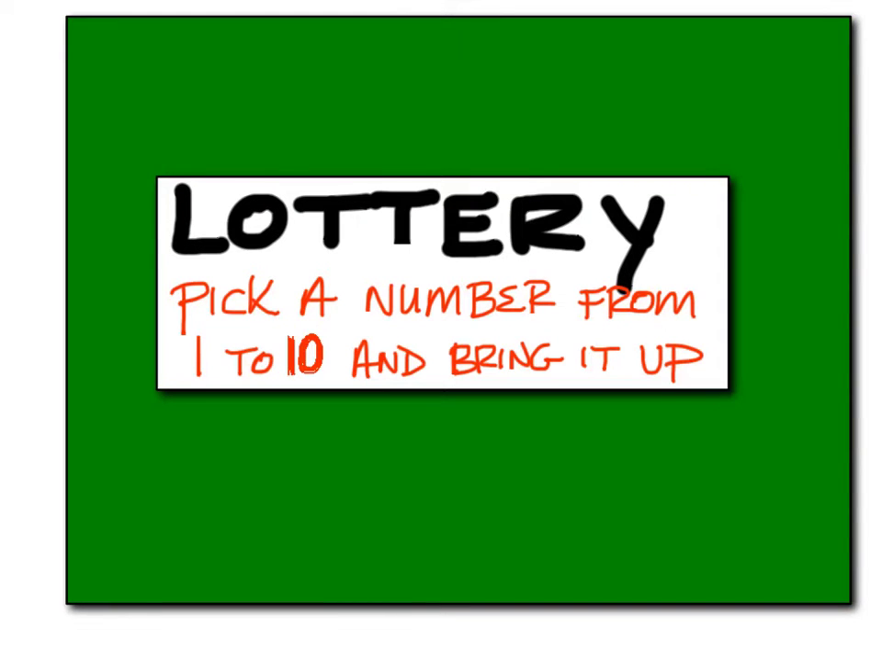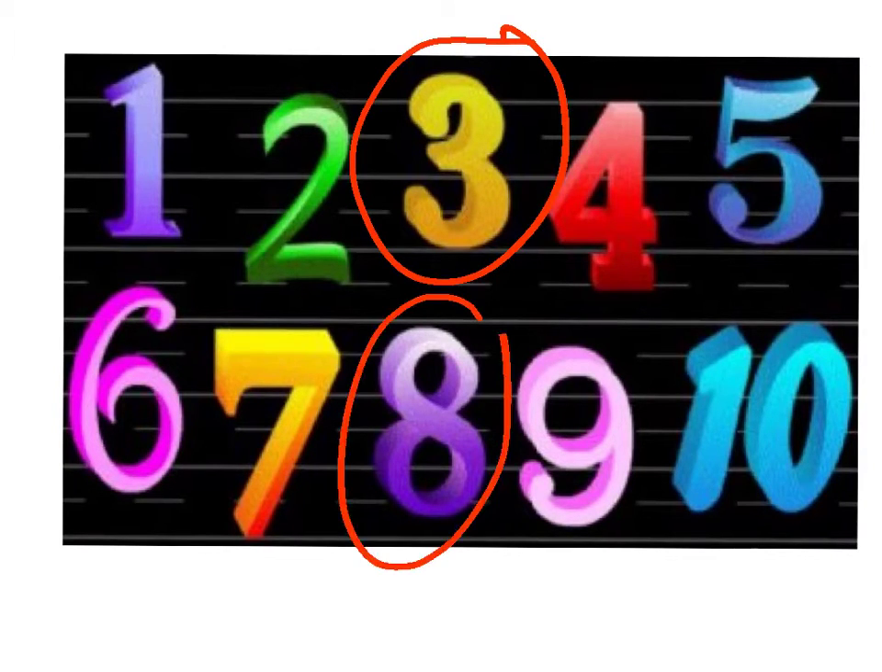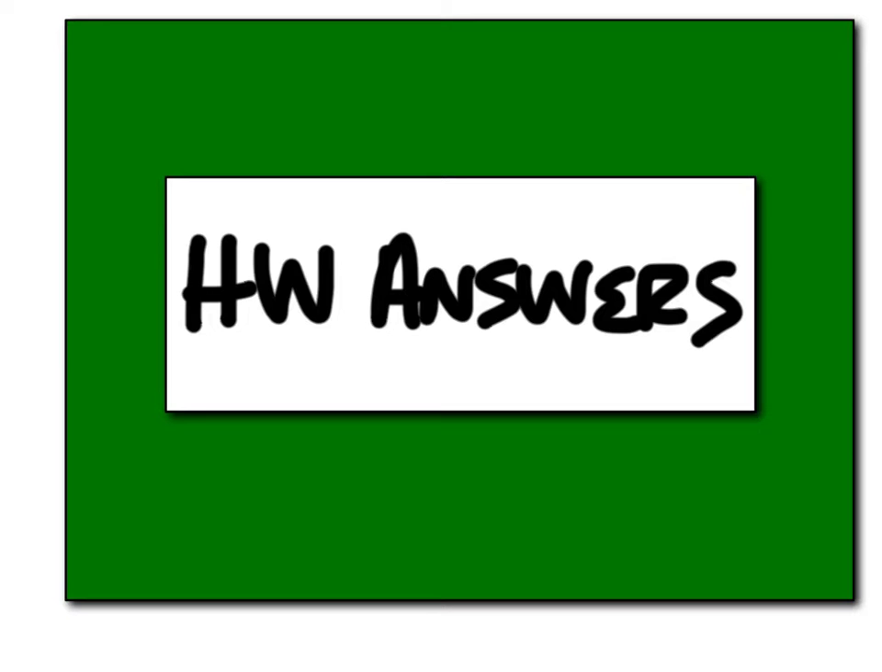That's alright though. Go ahead and bring up your lottery number. Winning numbers for today are 3 and 8. Yep, 7 through 10 on the same paper.